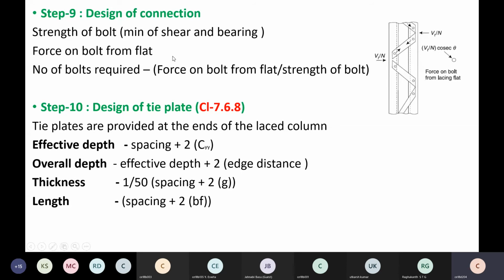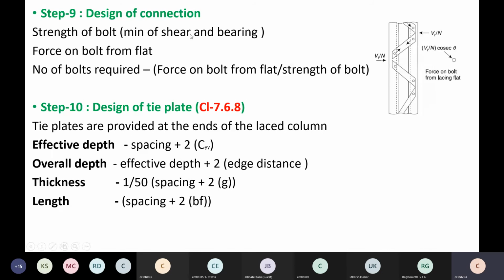Once you get the design strength of the bolt, we have to calculate the force on the bolt from each flat. It is given by Vt by n into cosecant theta. To get the number of bolts required, we divide the force on the bolt from each flat by the design strength of the bolt. From that you will get the number of bolts required. Did you understand this step? You can calculate the strength of the bolt later, but did you understand how to calculate the number of bolts required?